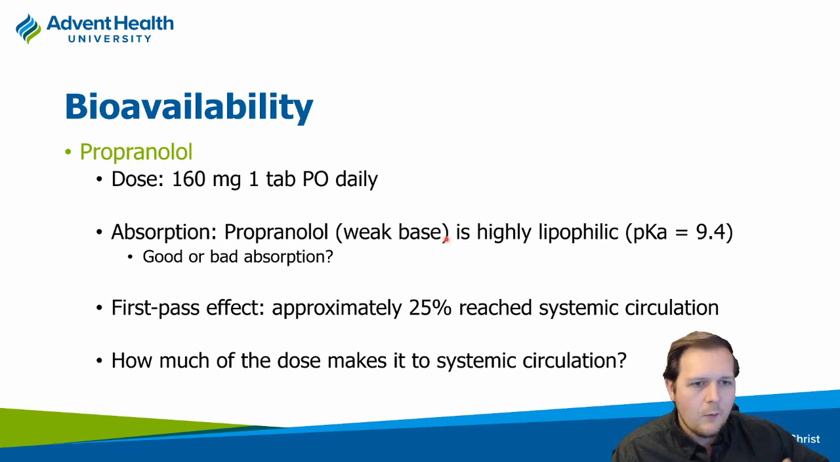So you can see that depending on where you're at in the GI tract can have an effect on how well it gets absorbed. Now, with the first pass effect, we actually find that approximately 25% reaches the systemic circulation, right?